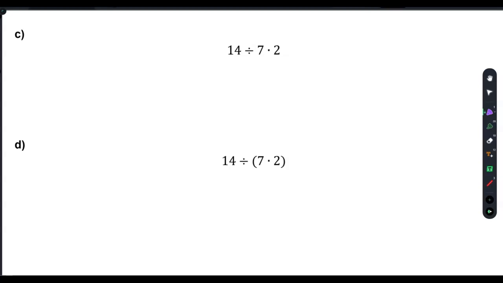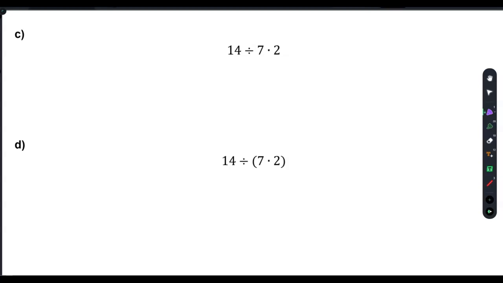So if we look at the first one here, there's no parentheses, there's no exponents. So I'm ready for that multiplication and division step. And that's really all there is in this problem, multiplication and division. But I would not do multiplication first and then division. We do them at the same time from left to right.